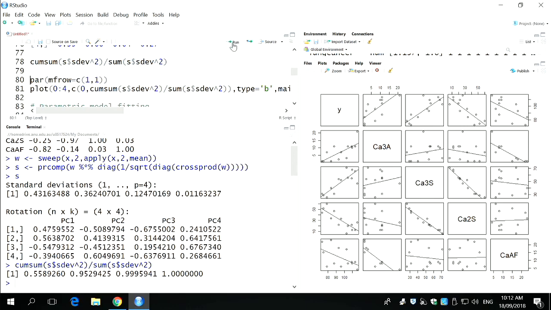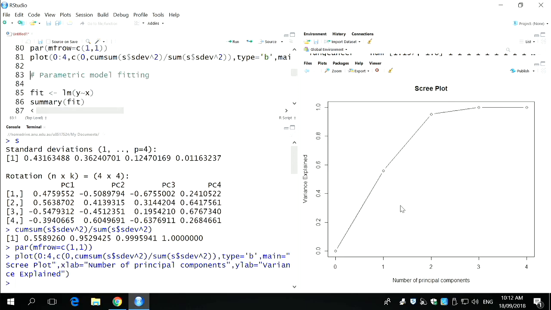This plot's got a name. It's called a scree plot. And what it does is it keeps track of what percentage of variation has been accumulated as you move from 1 to 2 to 3 to 4 principal components in this case. So the maximum number of principal components is equal to the dimension of the space. So here it's 4, right?